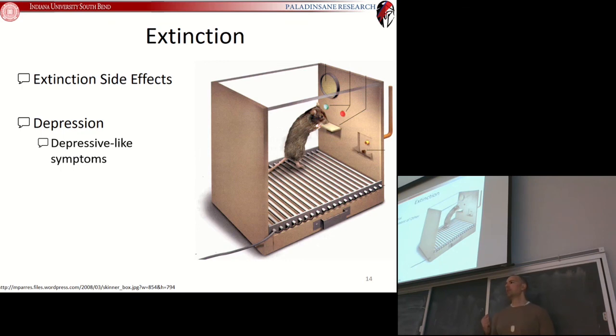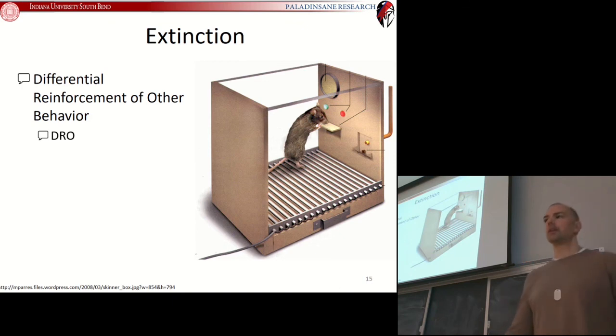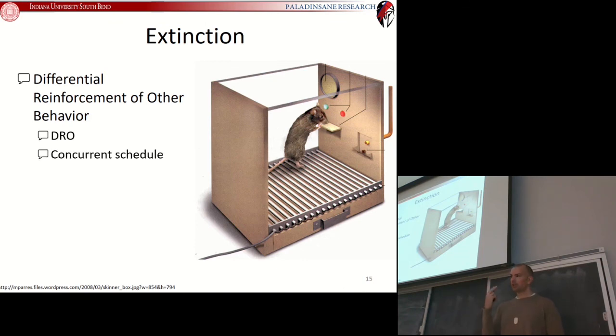And one of those techniques is known as the differential reinforcement of other behavior, abbreviated as DRO. So do not read it as DRO, read it as differential reinforcement of other behavior. But what this procedure is, this differential reinforcement of other behavior, it's a concurrent schedule, meaning that it's a procedure that uses two contingencies at the same time. So when you're doing your extinction procedure, you set up your extinction procedure, that's contingency number one.